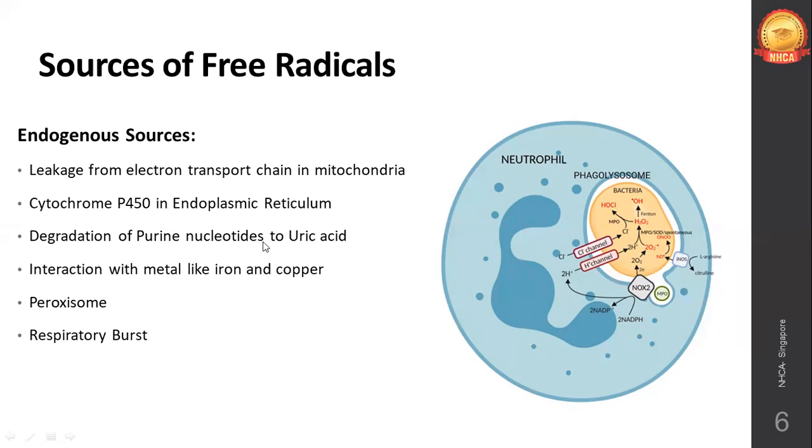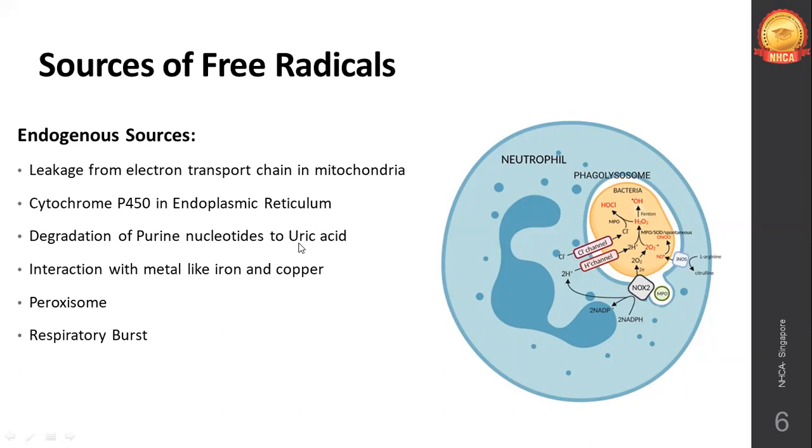Degradation of purine nucleotides to uric acid. You get purine from various food sources. When purine undergoes certain changes to produce uric acid, and the uric acid is removed from the body through the kidneys, a lot of free radicals are also produced in the process.